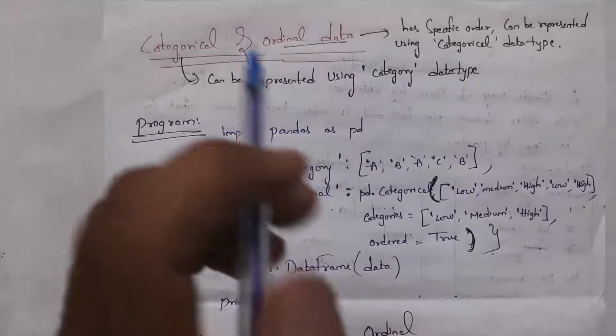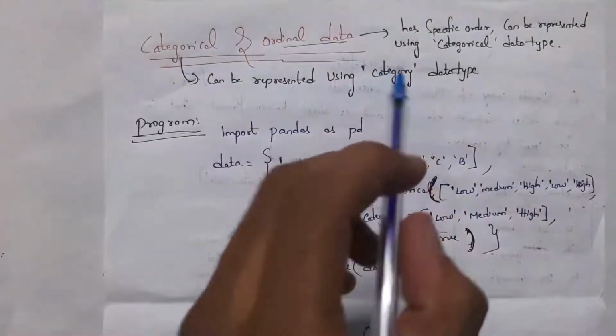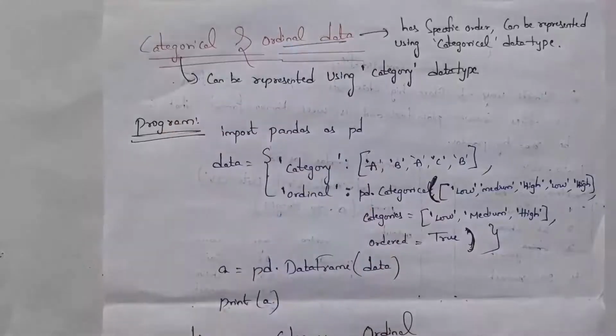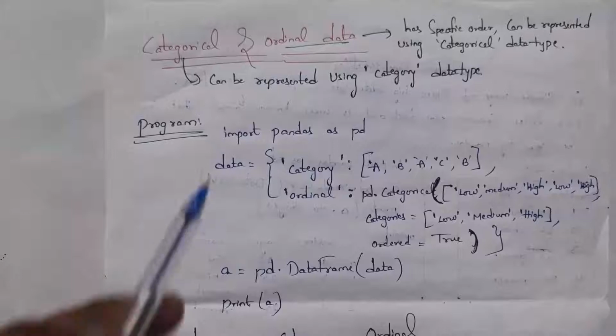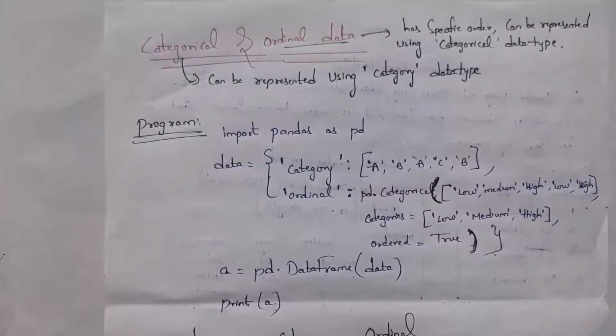Guys, we can represent categorical data using the category data type, whereas we can represent ordinal data using the categorical data type, and this ordinal data has a specific order. This is a simple program to represent categorical and ordinal data.